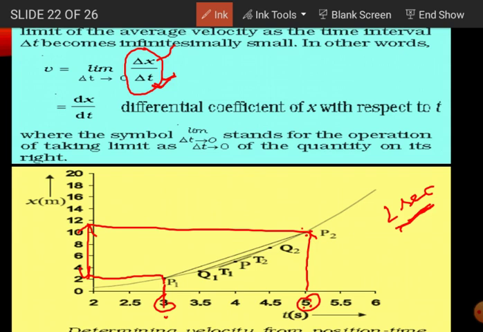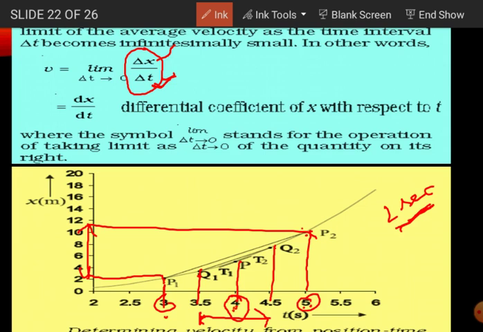So you try to come down smaller and smaller, taking 2 points a little closer to this particular point 4, because we are going to find the instantaneous velocity at time 4 seconds. Then you take another 2 points a little closer, Q1 and Q2. Q1 is at 3.5 and Q2 is at 4.5. So the time duration 4.5 minus 3.5 comes out to be only 1 second. If you keep decreasing this time duration, you will get it at that moment, 4.